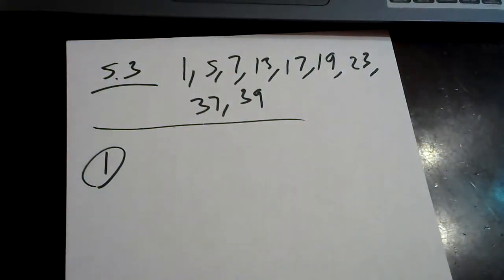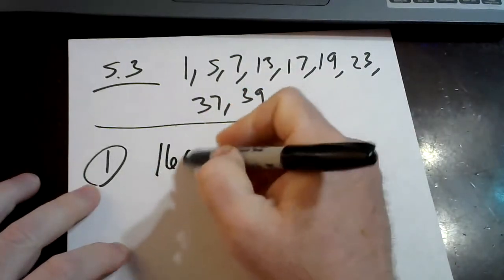All right, let's do section 5.3. And this first problem says solve the equations algebraically and check graphically, round to 3 decimal places. So 1600 equals 10 to the x is the first problem.